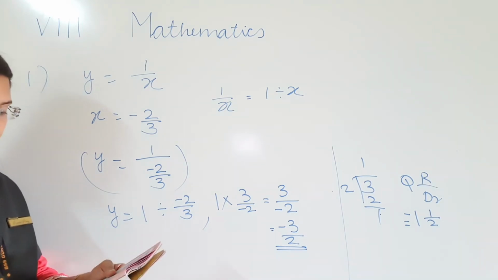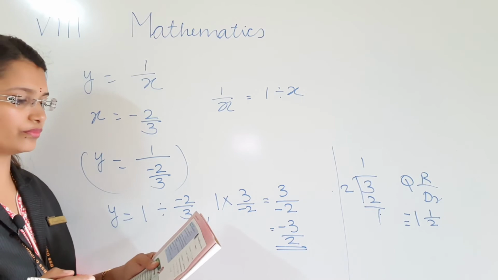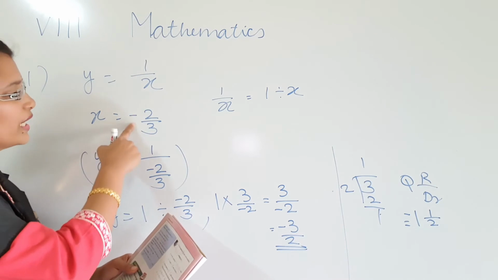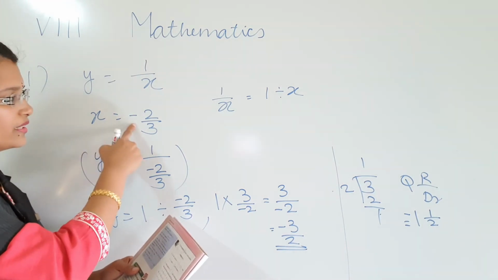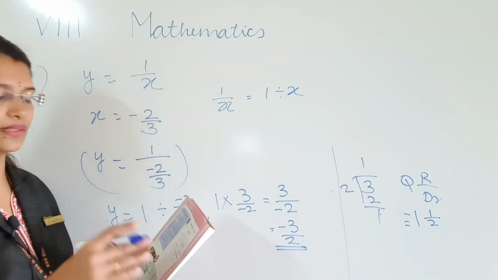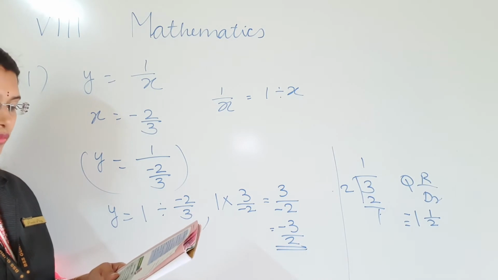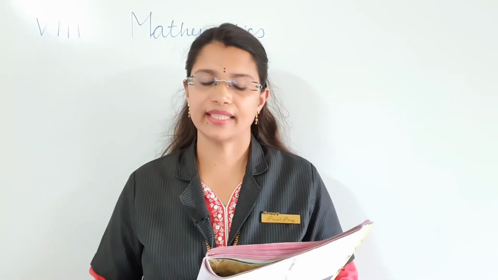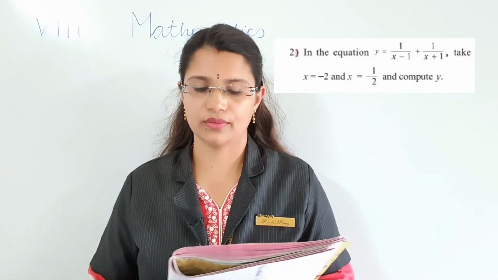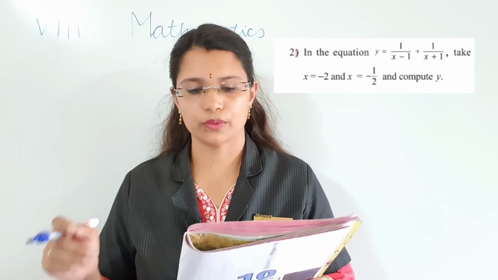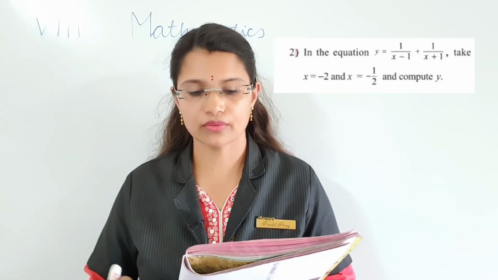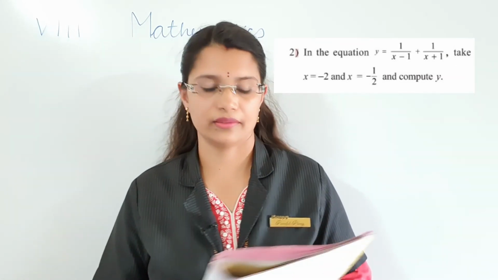Understood? In this, two more questions are there, minus 1 by 2 and minus 3 by 5. Only one we have done now, right? This is only one, x equal to minus 2 by 3. Two more are there, minus 1 by 2 and minus 3 by 5, and compute y. So, those two you do as homework. Then children, second question. In the equation y is equal to 1 by x minus 1 plus 1 by x plus 1, take x equal to minus 2 and x equal to minus 1 by 2 and compute y.